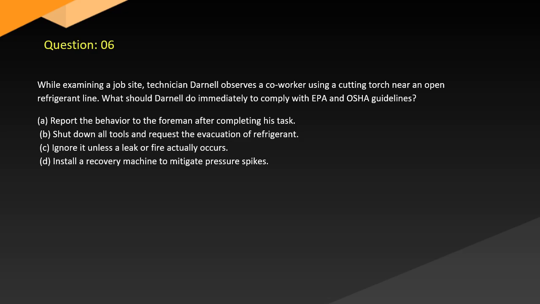A. Report the behavior to the foreman after completing his task. B. Shut down all tools and request the evacuation of refrigerant. C. Ignore it unless a leak or fire actually occurs. D. Install a recovery machine to mitigate pressure spikes.